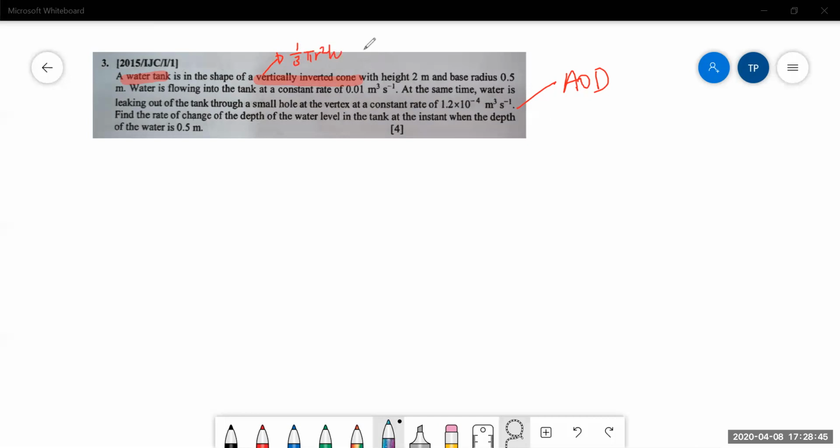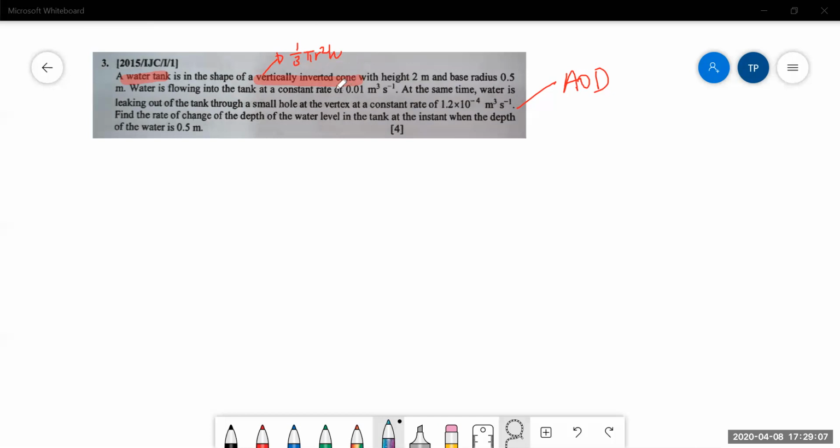This is the volume, right? Oh, really? Okay. Hello? Yes. Correct, right? Okay, then next.